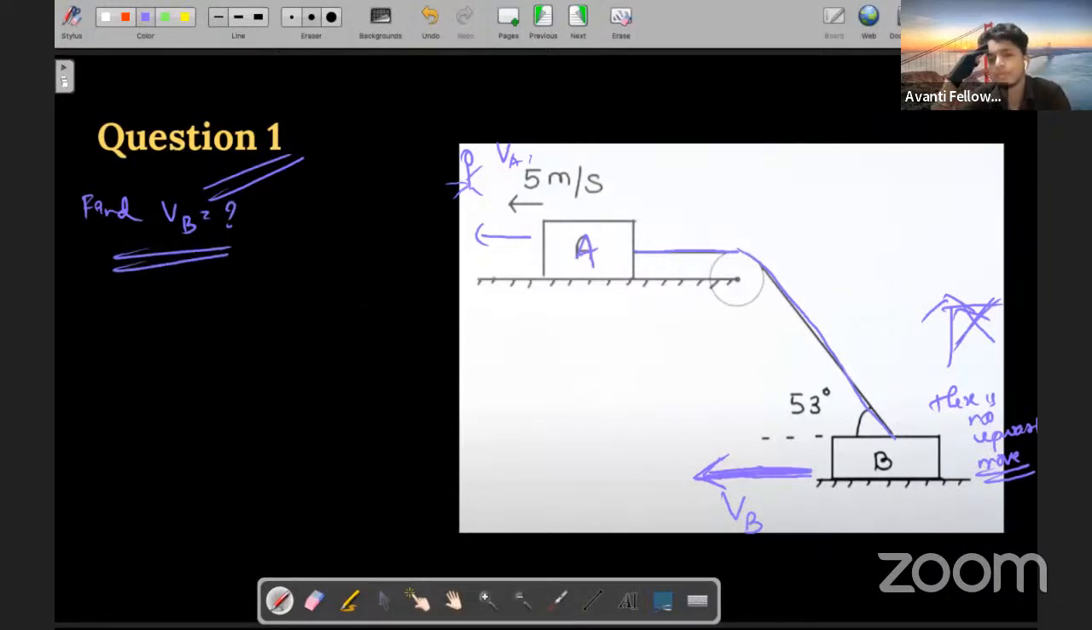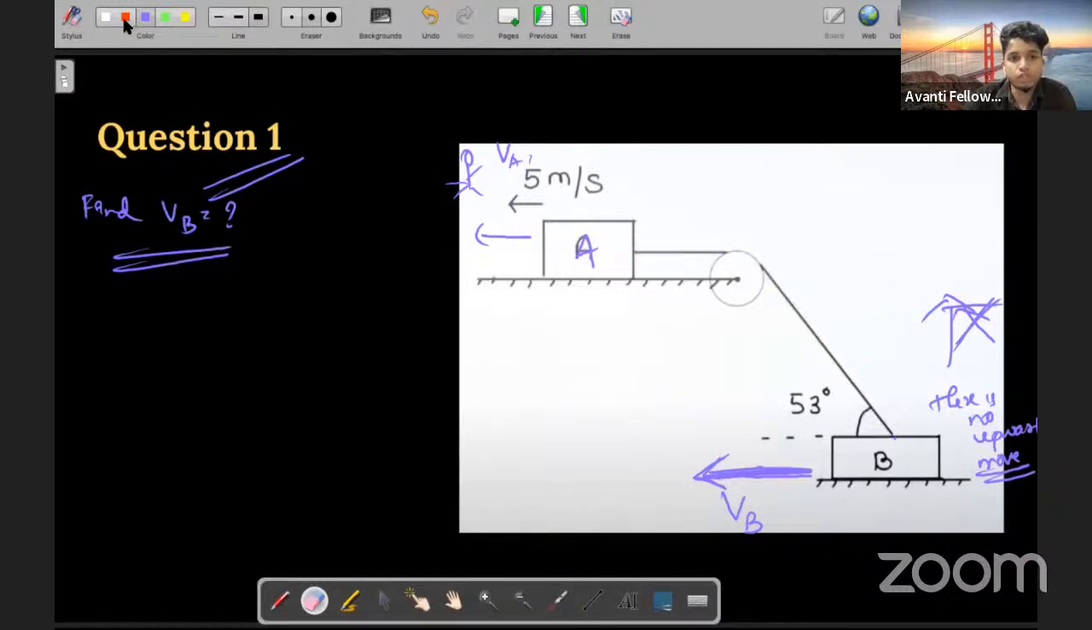How to find VB? Is there an idea? Is there any concept? Do you know the concept, or can you guess the concept? Let me know.